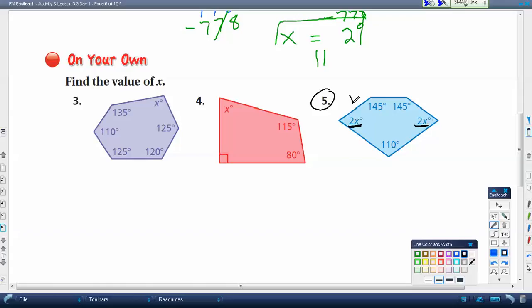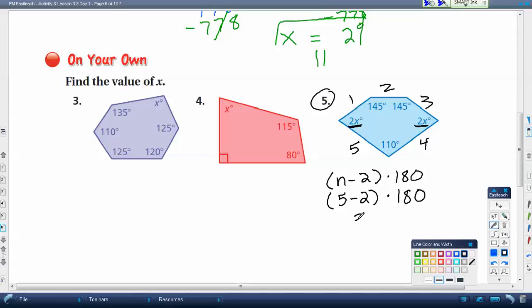So again, I need to know there are 1, 2, 3, 4, 5 sides. So I'm going to use that formula, n minus 2 times 180. Well, the number of sides is 5. 5 minus 2 times 180. So that would be 3 times 180 altogether. If I do 3 times 180, again, follow along with your calculator, if you multiply that, you would get 540 degrees. So that's the total. The total sum of all of those angles together is 540.